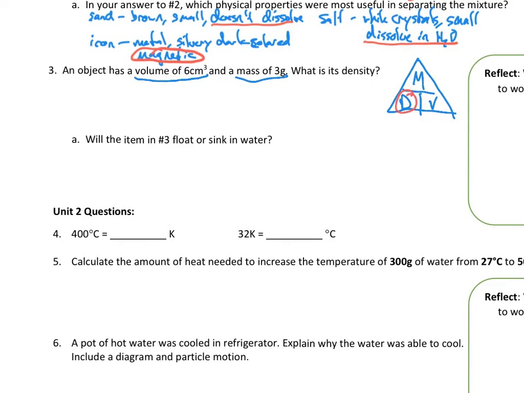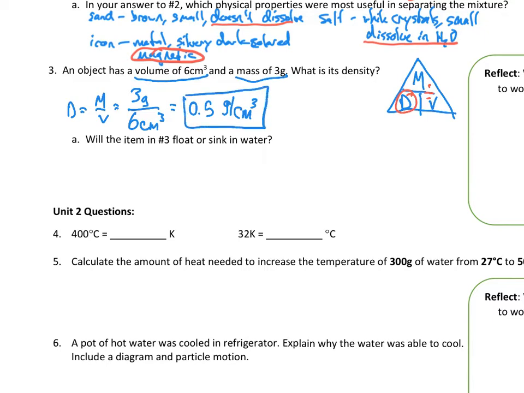So I am looking for density. So if I cover up density, what is my formula left? Well, it's mass divided by volume. Okay, so I've got D equals M over V. So my mass is 3 grams. My volume is 6 centimeters cubed. 3 divided by 6 is 0.5, and the correct unit for density here is grams/centimeters cubed.